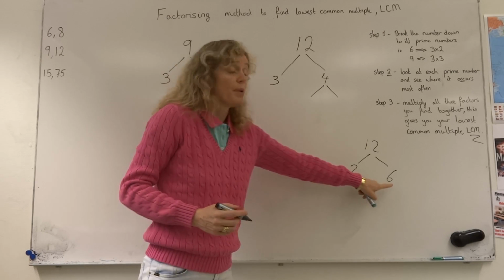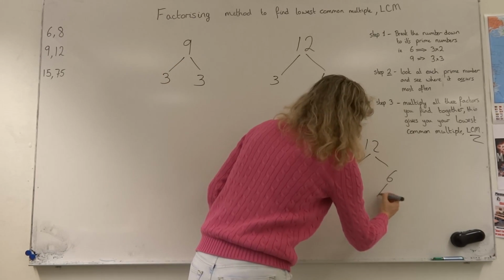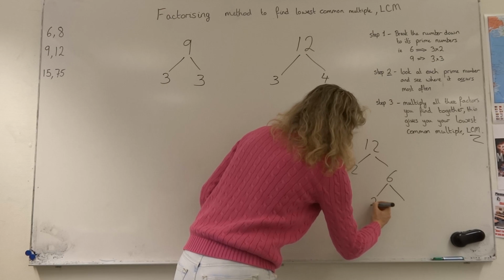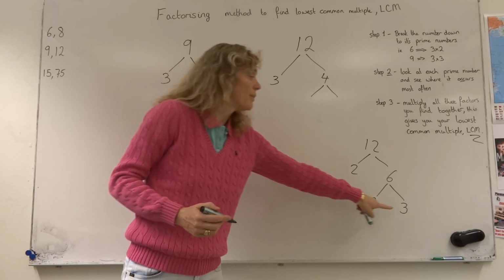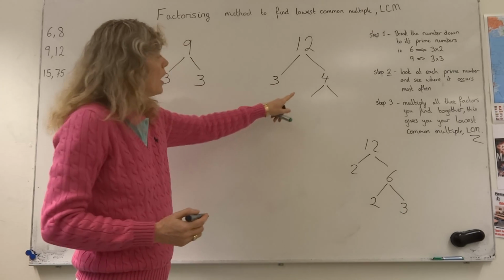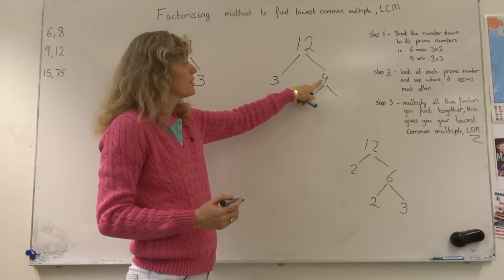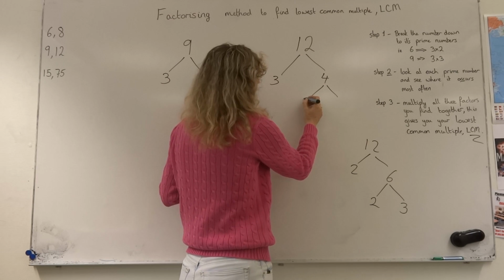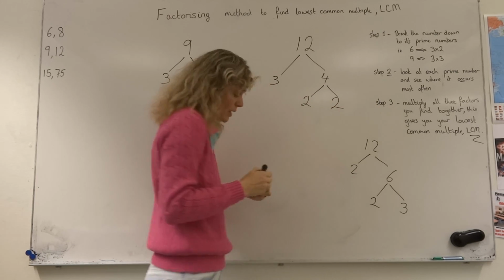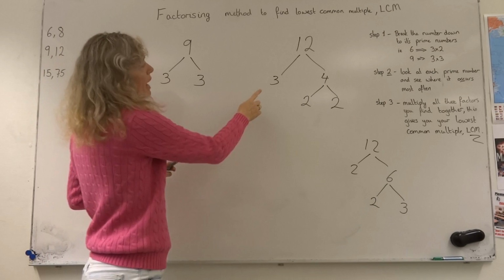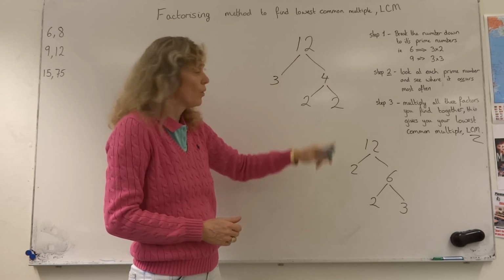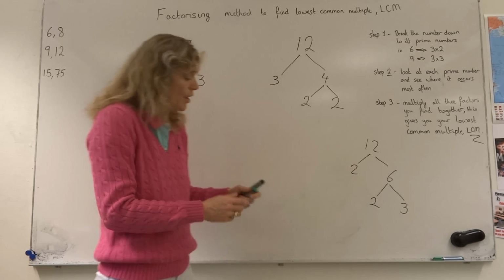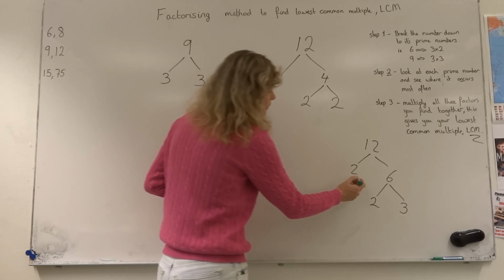2 is a prime number, but 6 isn't, but we can break 6 down to its prime numbers as well. 2 times 3. Now we have 3 prime numbers on the bottom. 4 isn't a prime number, it needs to be broken down into 2 times 2. And notice here that it doesn't matter whether we've first broken down 12 into 3 times 4 or 12 into 2 times 6. The prime numbers will always be the same.